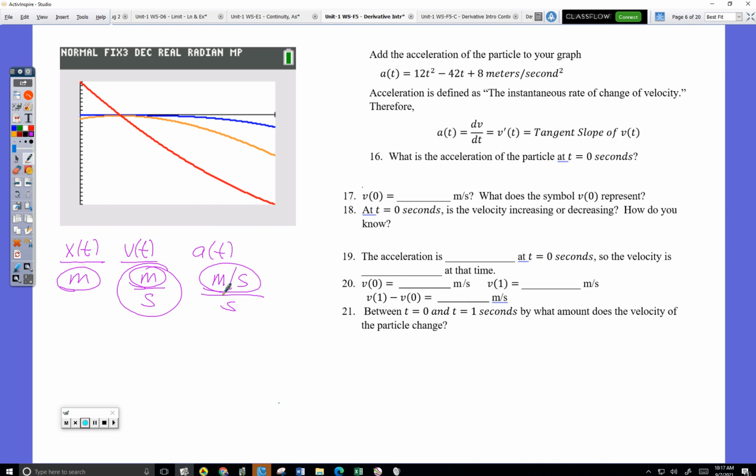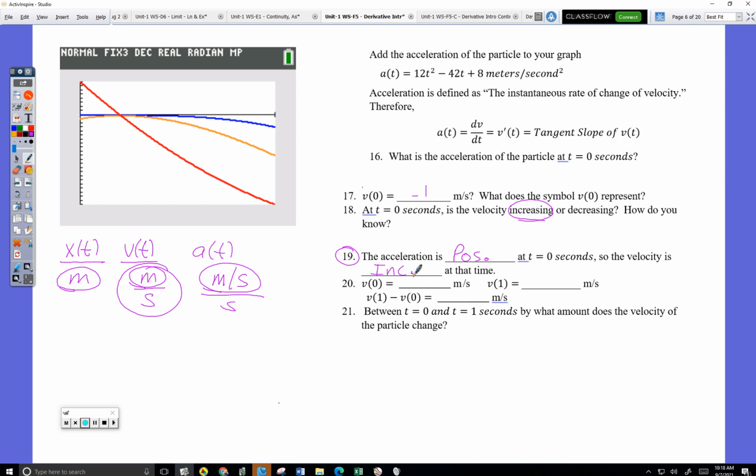Anybody else? That help? Cool. Okay, this is, what was it, 8? Oh, I did the wrong thing. This is -1, yes? I was messed up there, sorry. At t equals 0 second, velocity is increasing, we already did that. The acceleration is 8 at 0 second. Oh, okay, this is confusing. My bad, I apologize. What they want you to put on 19 is this. The acceleration is positive at time equals 0. So the velocity is increasing at that time. That's what they want.